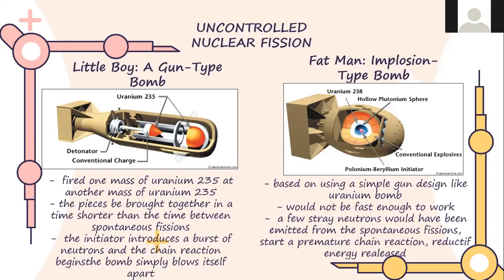Next, for the implosion type of bomb, it is designed for the plutonium bomb, which was also based on using a simple gun design like the uranium bomb. And this gun type bomb would not be fast enough to work. Before the bomb could be assembled, a few stray neutrons would have been emitted from the spontaneous fission, and this would start a premature chain reaction, leading to a great reduction in the energy release.